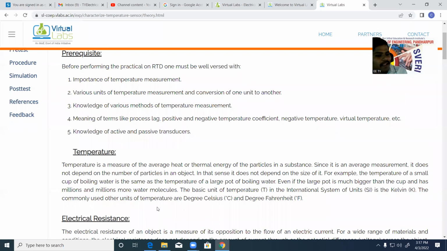No, any element. Temperature is the measure of the average heat or thermal energy of the particles in that substance. What is temperature? Suppose this material is heated to 120 degrees Celsius. That is nothing but the average heat, or average thermal energy, of the particles present in that substance, right? Suppose we are considering iron material.